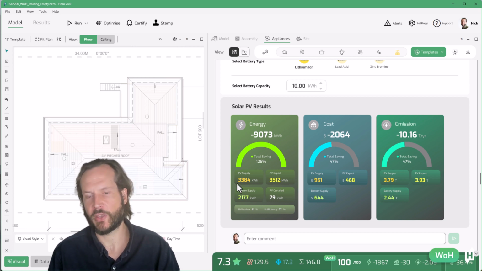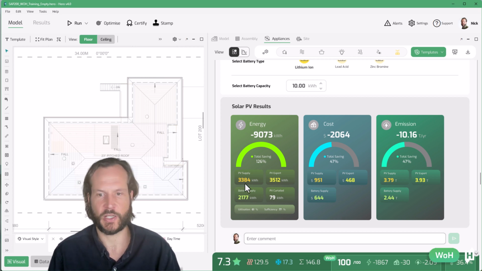So firstly, we show that PV supply, the electricity demand met by PV. We then show the amount exported. And if you have one, you'll also see the battery supply. And then you'll also see the PV curtailed, which is the inverter curtailed and export curtailed. You then see these two, utilization rate and self-sufficiency rates. So they're similar, but a bit different.